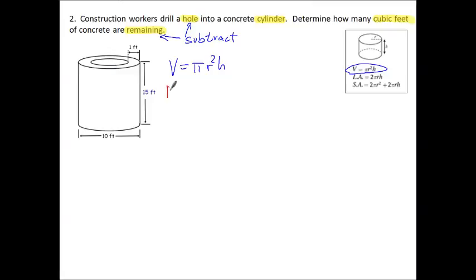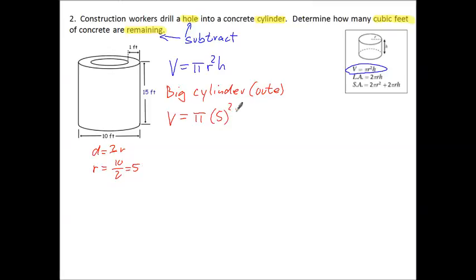So let's find the volume of the big cylinder first. That is the outer one. The volume is equal to pi times r squared times h. What is the radius of the bigger one? We're told that the diameter is 10. That means the diameter is 2 times the radius. The radius is 10 divided by 2. That means 5. 5 squared times the height. And the height is 15 feet.